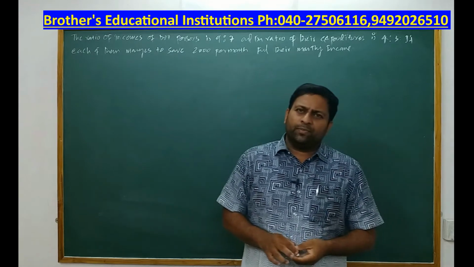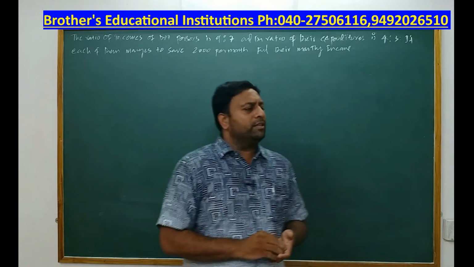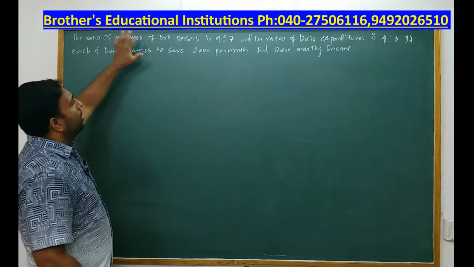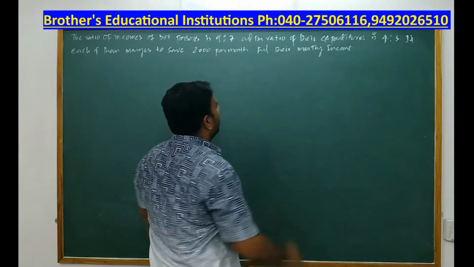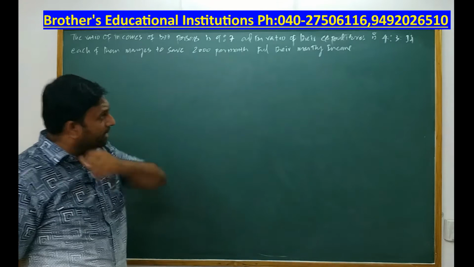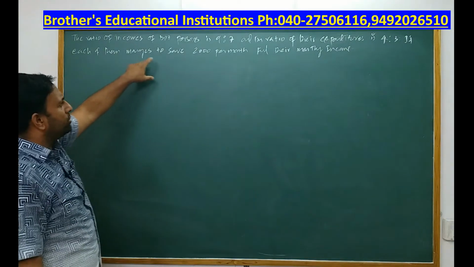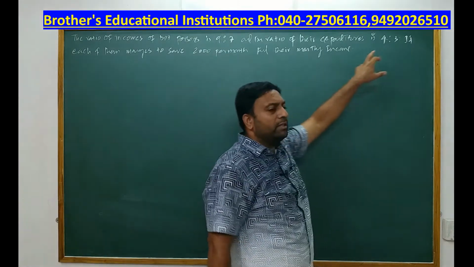Hello students, we are going to do one more numerical now, and the numerical is in front of you. The ratio of incomes of two persons is 9:7 and the ratio of their expenditures is 4:3. If each of them manages to save rupees 2000 per month, find their monthly income.